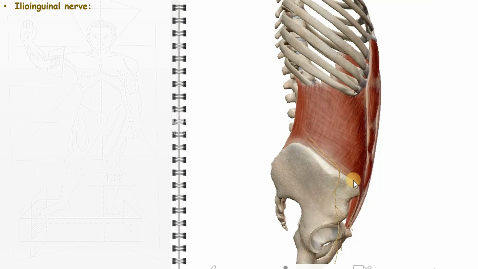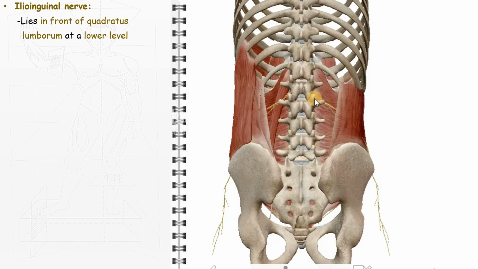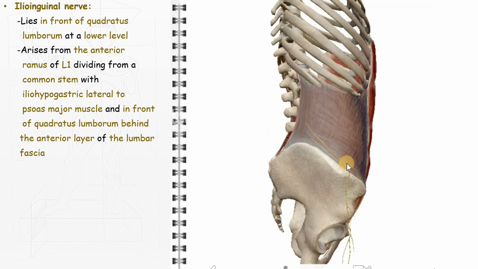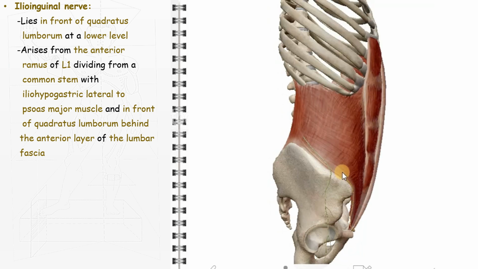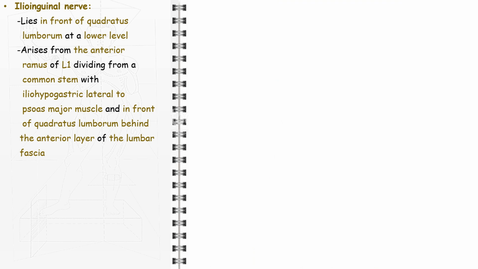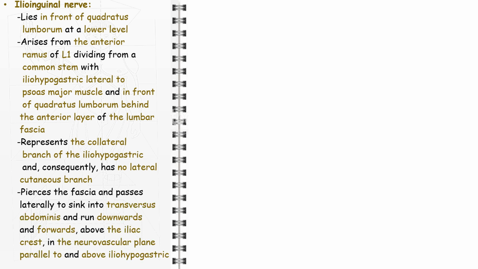The ilioinguinal nerve lies in front of quadratus lumborum at a lower level. It arises from the anterior ramus of L1 dividing from a common stem with iliohypogastric lateral to psoas major muscle and in front of quadratus lumborum behind the anterior layer of the lumbar fascia. It represents the collateral branch of the iliohypogastric and, consequently, has no lateral cutaneous branch. It pierces the fascia and passes laterally to sink into transversus abdominis and run downwards and forwards, above the iliac crest, in the neurovascular plane parallel to and above iliohypogastric.